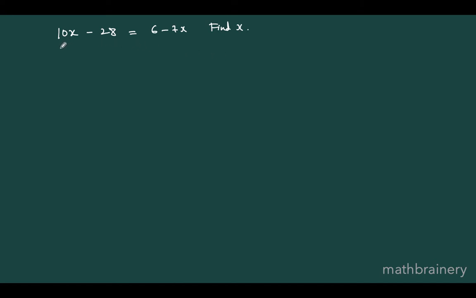Now this is of course a linear equation, but it has variable terms on both sides, that is, both on the left hand side and right hand side you have a variable term. To solve such equations, we use a logic: we want to bring all the variable terms to one side of the equation and the constant terms to the other side. What do we mean by this? We want to group the variable terms to one side and the constant terms to the other side.